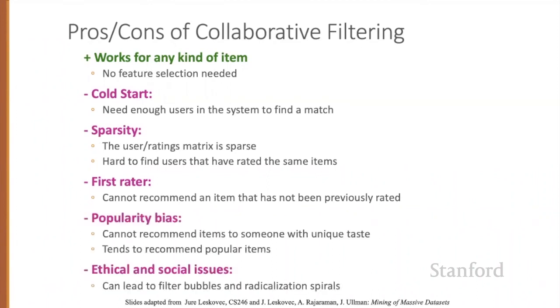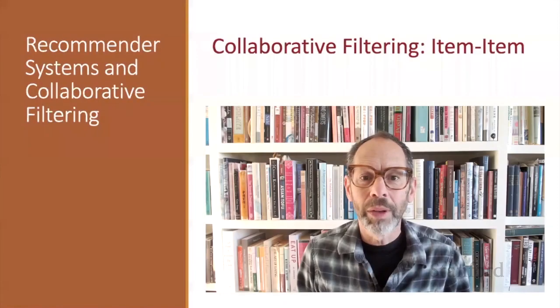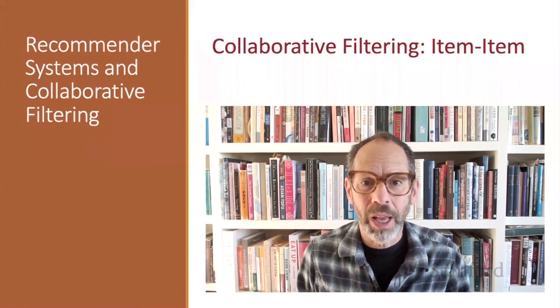There's a popularity bias. We can't recommend items to someone with unique taste. We tend to recommend popular items, and it can lead to all sorts of problems we'll have to deal with, like filter bubbles and radicalization. We've now seen both the user and item versions of collaborative filtering.